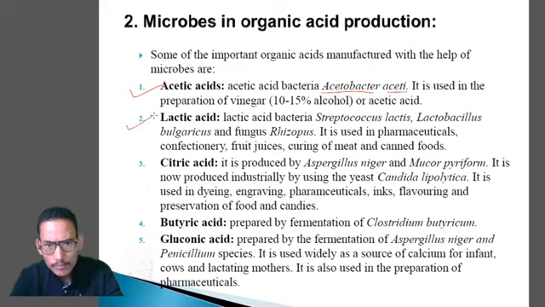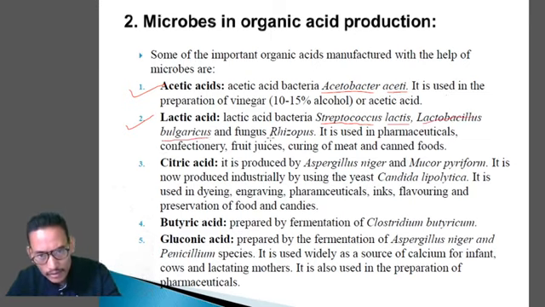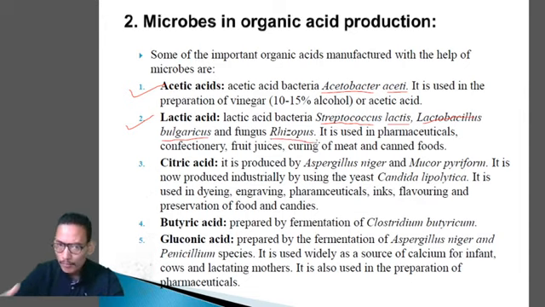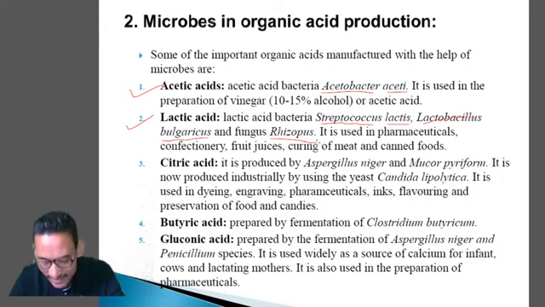It is obtained from potato, starch, corn, molasses with the help of the lactic acid bacteria known as Streptococcus lactis. Remember the name of the lactic acid bacteria, Streptococcus lactis, and Lactobacillus bulgaricus, and even from the fungus Rhizopus. So from these microbes we are able to obtain lactic acid.